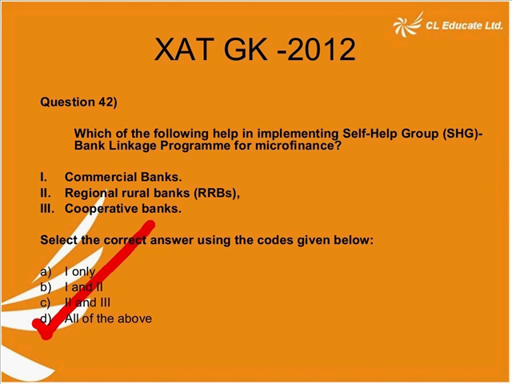So my idea from this question was to give you an idea that these three will always be there. So if a question ever comes with only commercial banks, or only RRBs, or only cooperative banks, you must be clear with the answer.